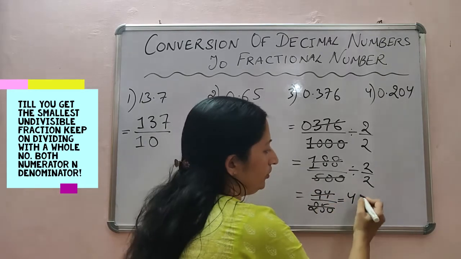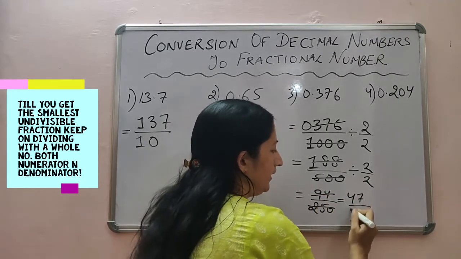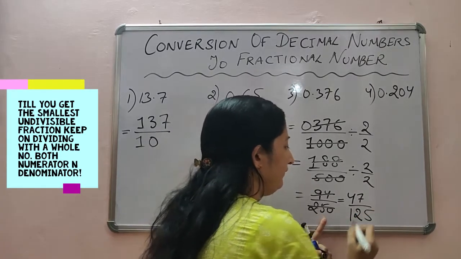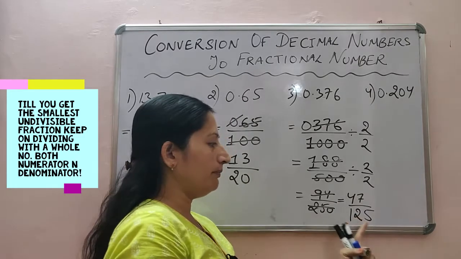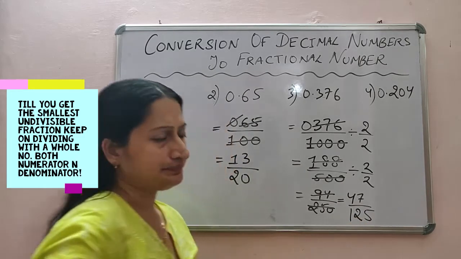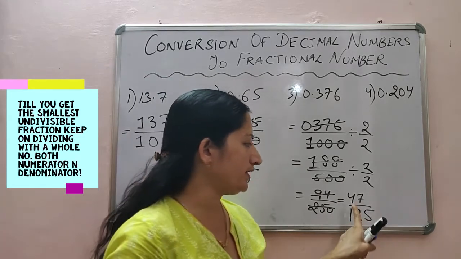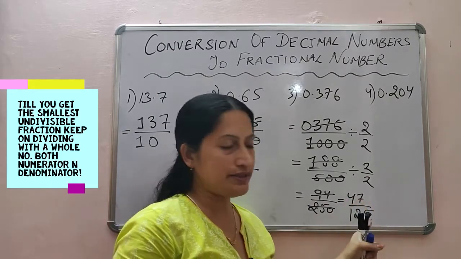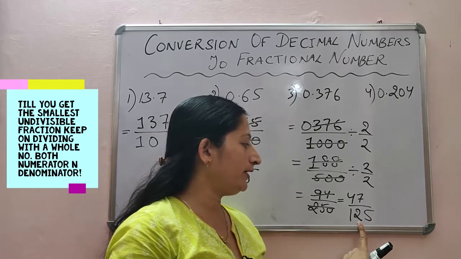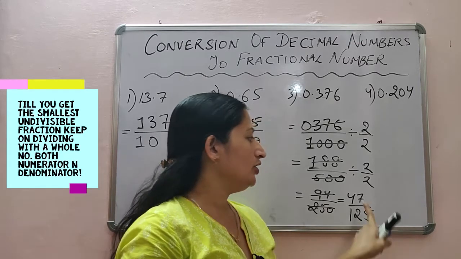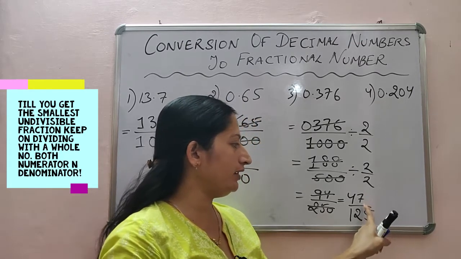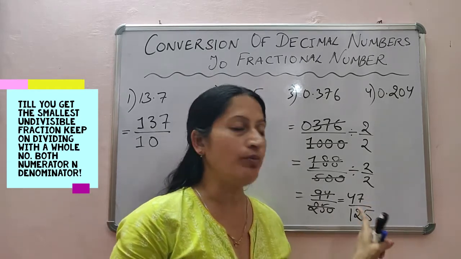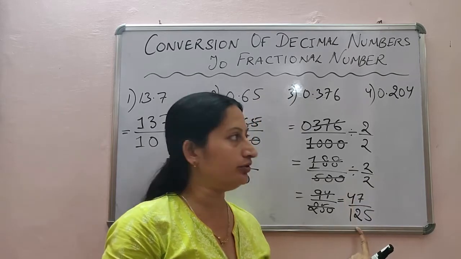2 4s are 8, 2 7s are 14, then 21, then 2 2s are 4 and 2 5s are 10. Now these two numbers we cannot divide. Let's see with 3, is it possible? 3 1s are 3, then we will get 17 here. So it's not divisible by 3. 3 with 3, this is also not divisible. So we cannot divide this with 7. No, it's not divisible. So this is the smallest fraction we can get out of this.